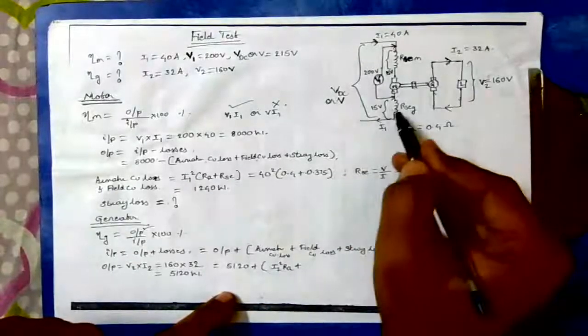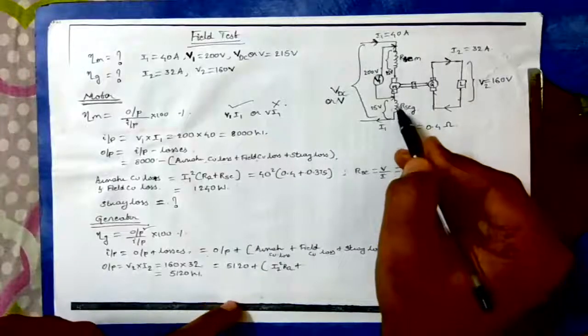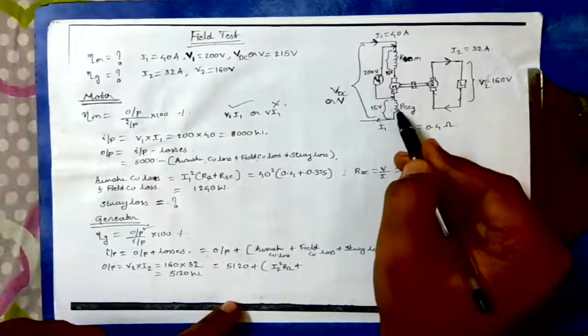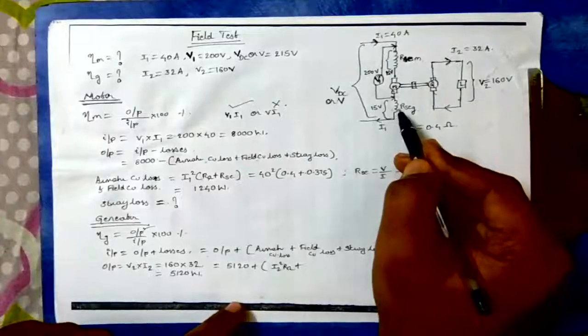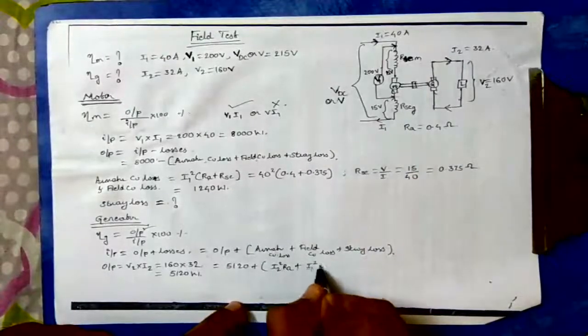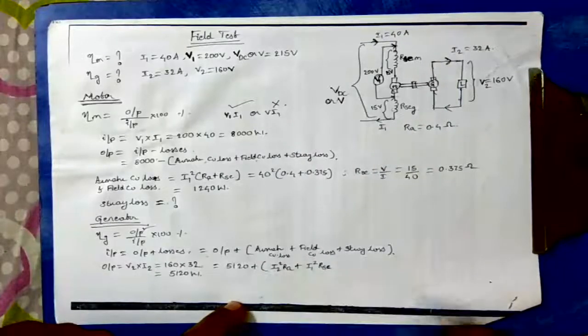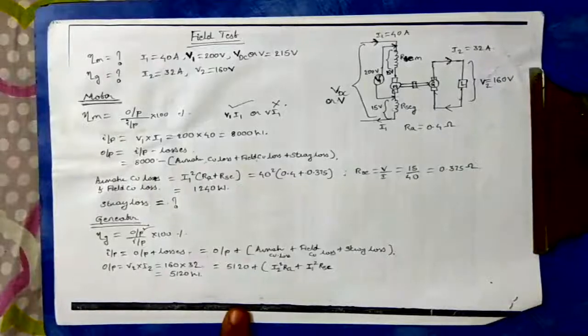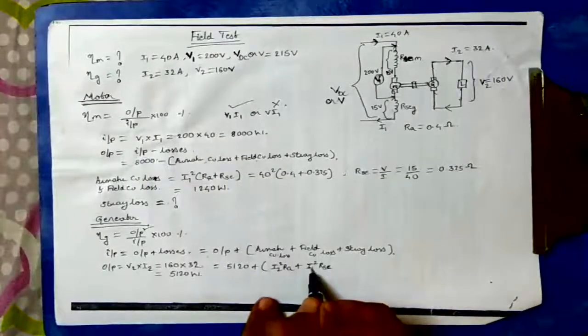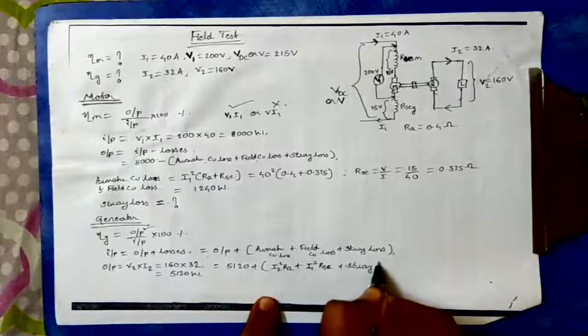Next, field copper loss. Field means this is the field of the generator part. So what flows here, I2 or I1? Yes, here I1 flows, not I2. So it will be I1 square into RSC. I1 square into RSC will be the field copper loss. And what about stray loss? We shall see stray loss later.